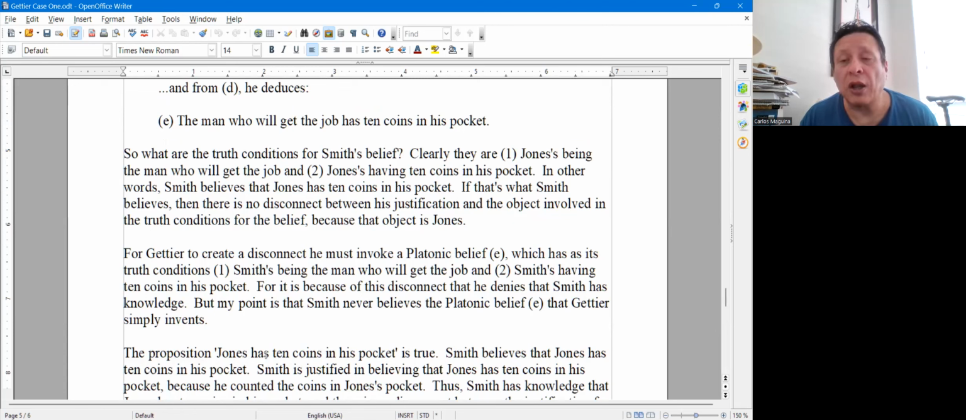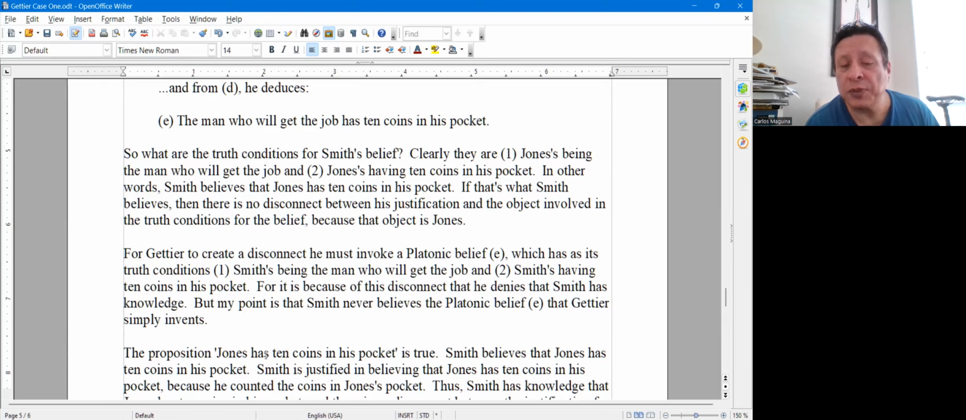Now, for Gettier to create this disconnect, he must invoke a different belief, E, well, I'm calling it Platonic belief E, which has as its truth conditions Smith's being the man who will get the job and Smith's having 10 coins in his pocket. But nobody believes this. Nobody has this belief. That's not Smith's belief, right? For it is because of this disconnect between the justification and the object that's part of the truth conditions that he denies that Smith has knowledge.